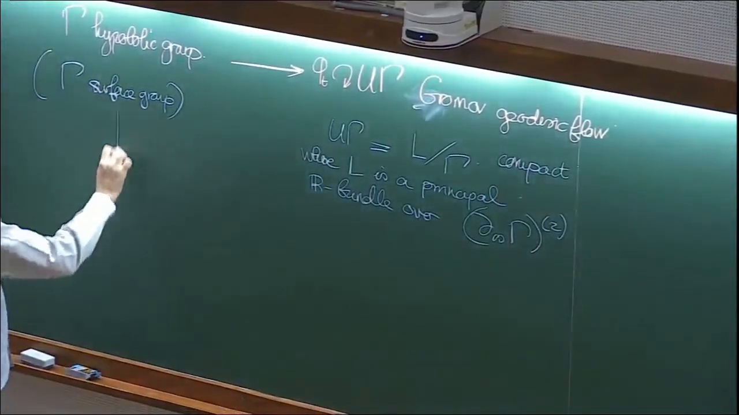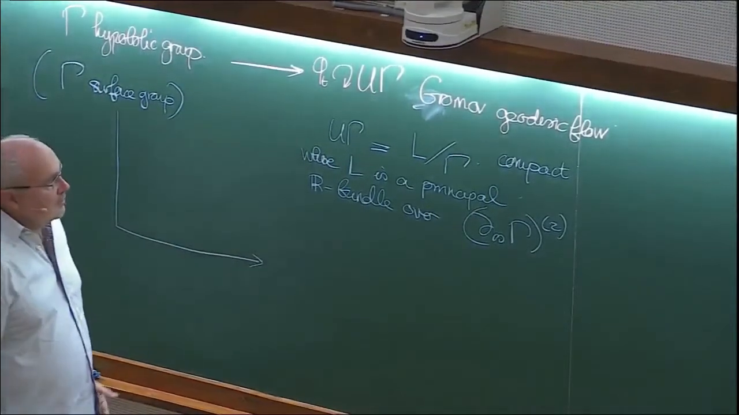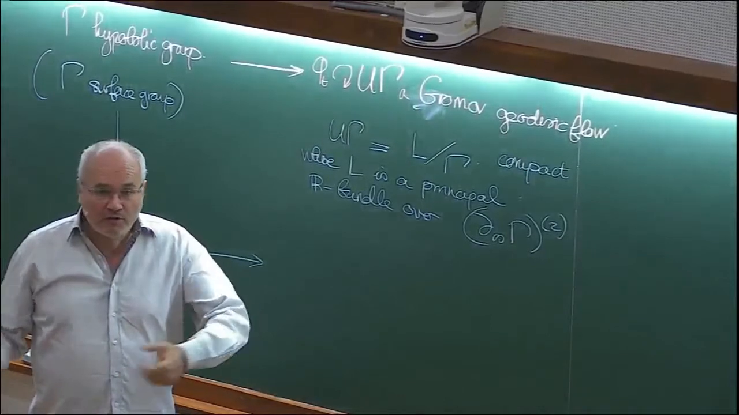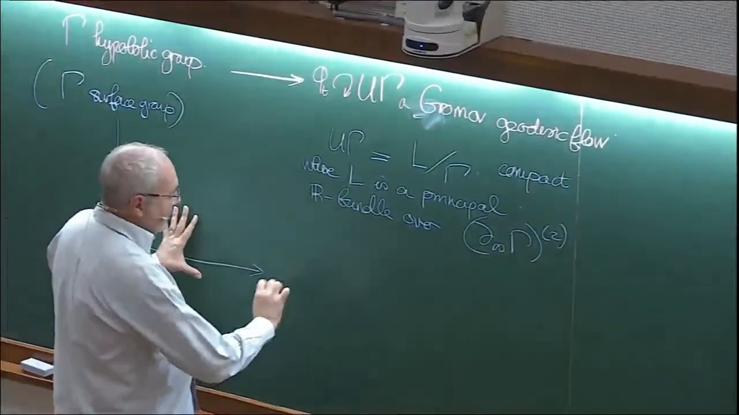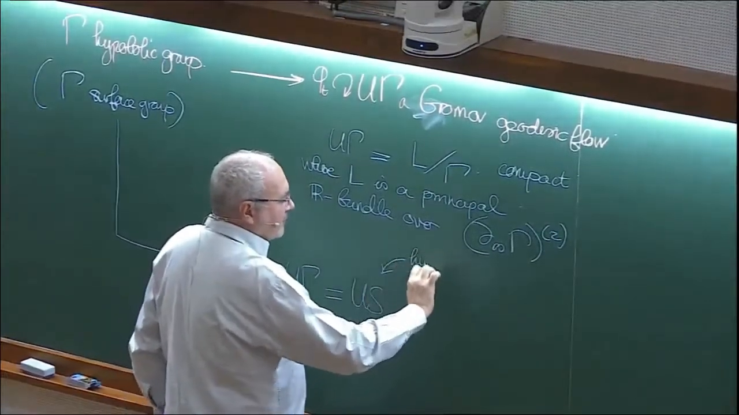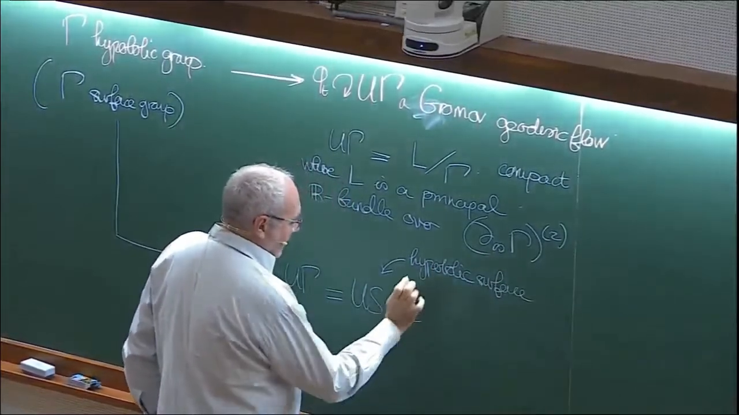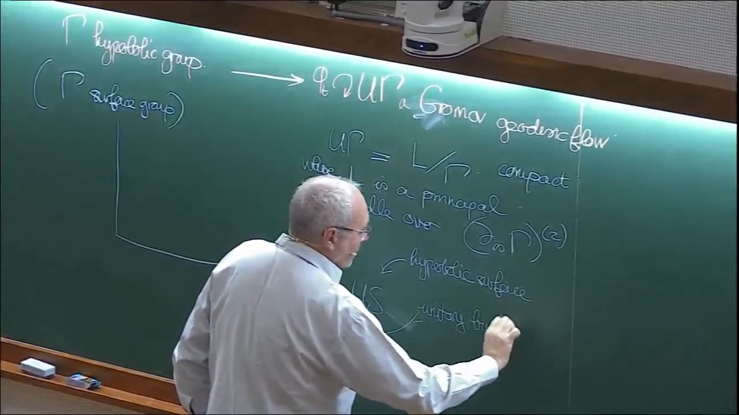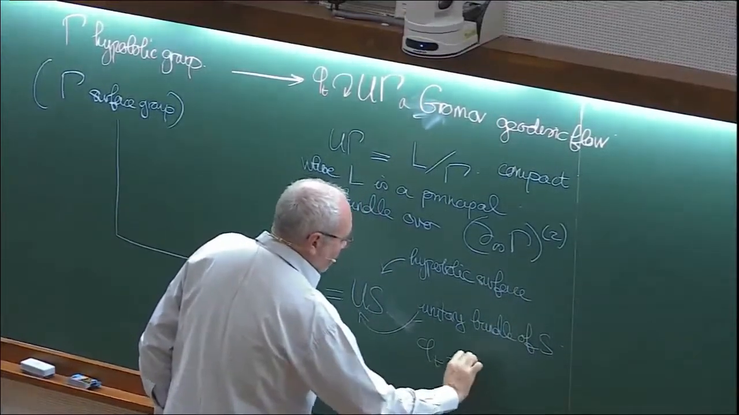And again, since secretly I'm only interested in surface groups, we have a nice prototype of a geodesic flow. I should say it's a Gromov geodesic flow in the sense that there are many geodesic flows. An example in this context: you have U of gamma, which is U of S. So what is S? S is a hyperbolic surface. And here, this is the unitary bundle of S, which is a nice manifold, and then phi t acting is just the usual geodesic flow.